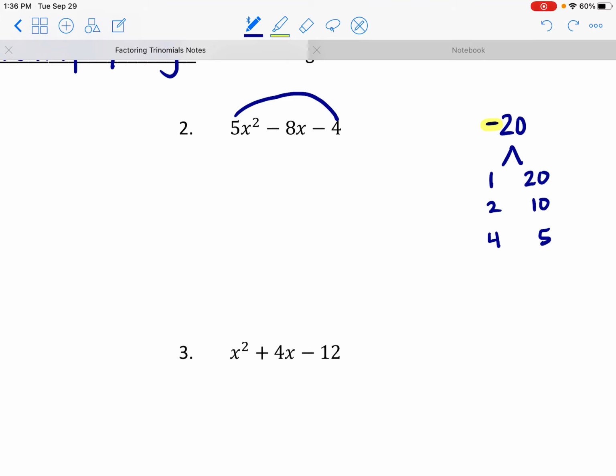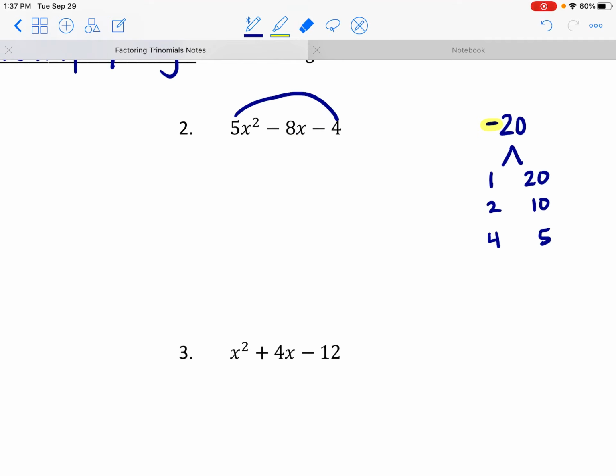So if the product is negative and one of our factors has to be negative, then when we combine them, we're not really adding. For example, if the 1 was negative, when I add these numbers together, I'm really subtracting. So I'm looking for not a sum to make the middle number when it's negative. I'm looking for a difference to make the middle number when it's negative. So I'm looking for the pair that has a difference of 8. Okay, so a difference of 8.